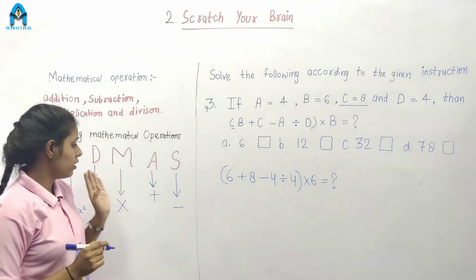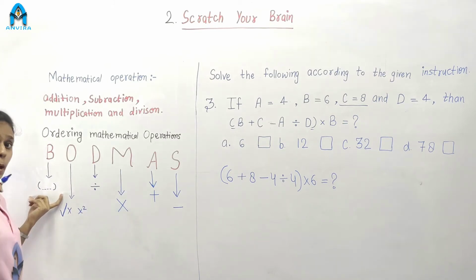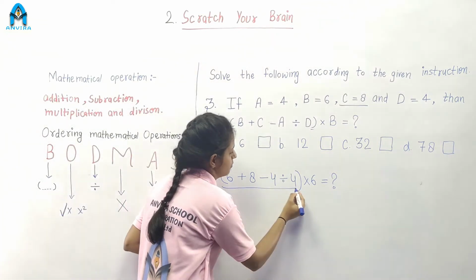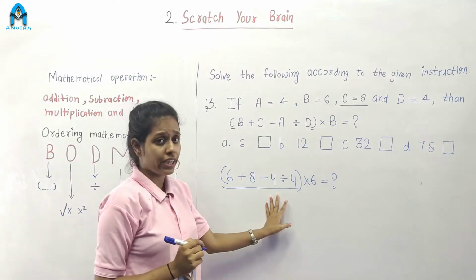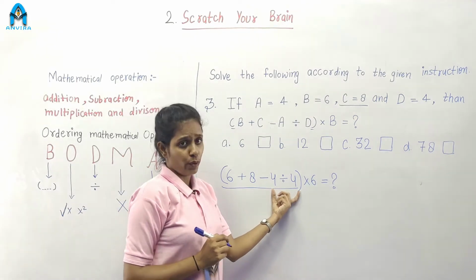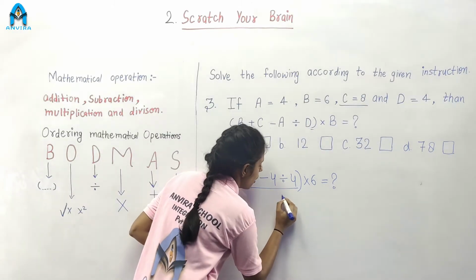So, first of all, according to BODMAS, we have to solve the brackets first. So, here is the bracket. Now, in this bracket, first of all, we do division. So, 4 divided by 4 is 1.